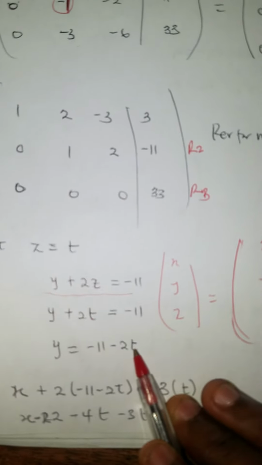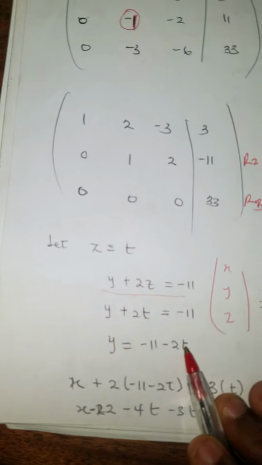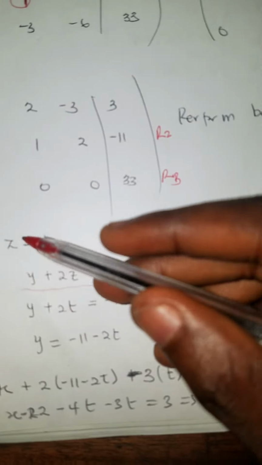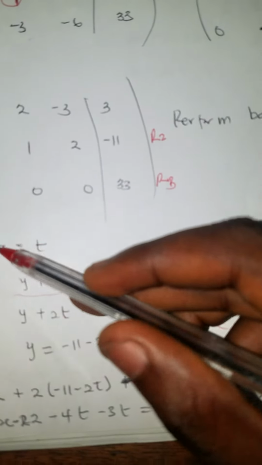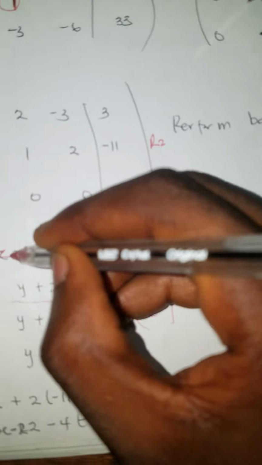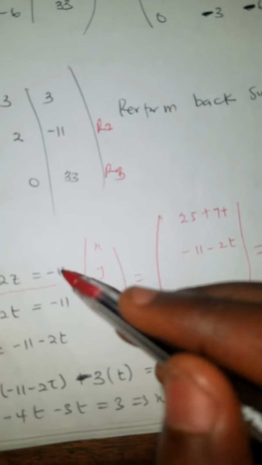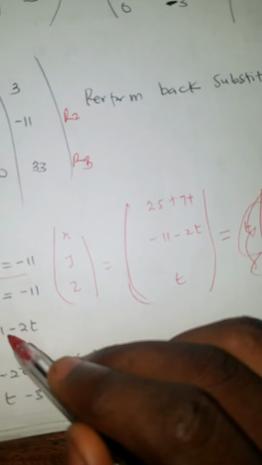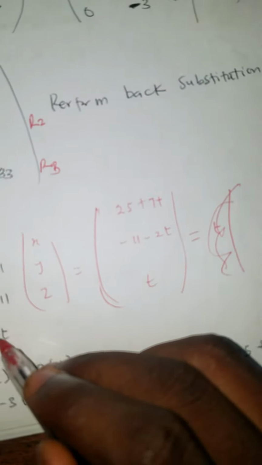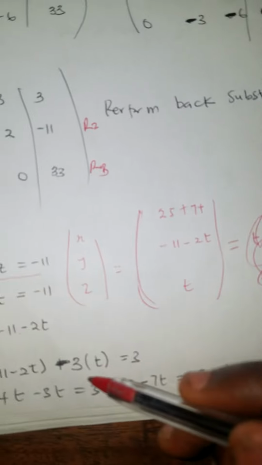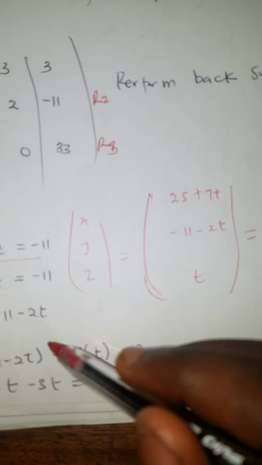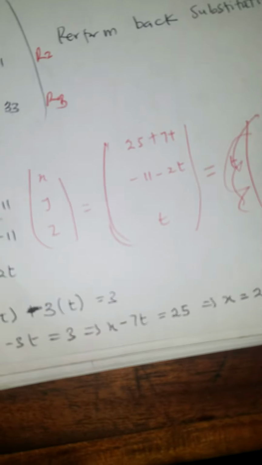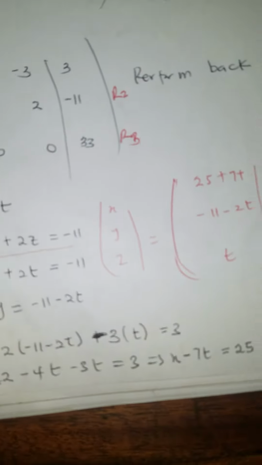But mostly some books also use t to be 1. They always pick t to be 1. If you pick z to be 1, here would have been 1, and this would have been minus 11 minus 2, which would be minus 13. But I decided to make it t, so we are all right.